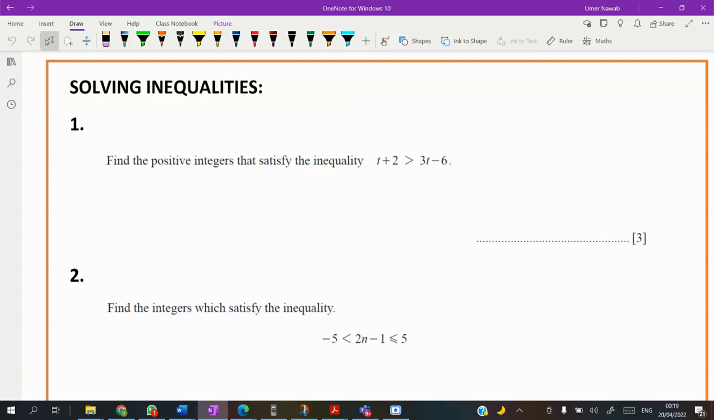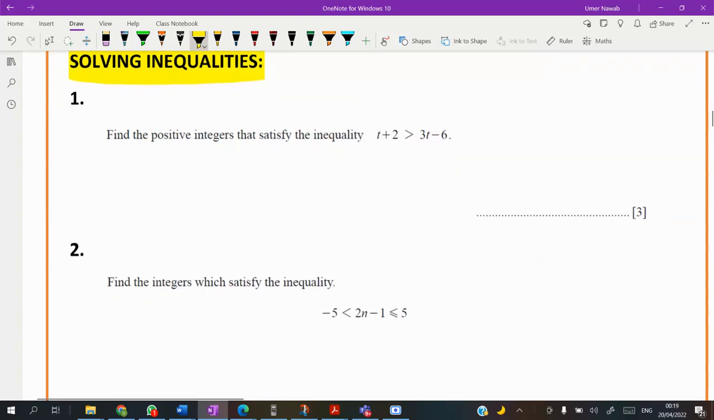Along with this, I will explain you the concept of indices. So a few questions on inequalities we will solve, and a few questions on indices. So two topics will be discussed within this session. Okay, now see the very first question.